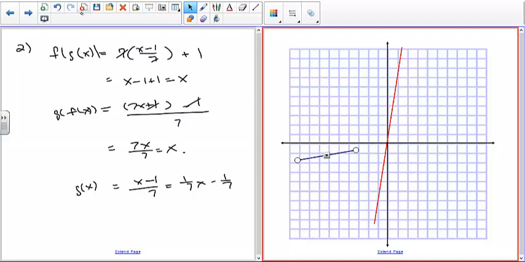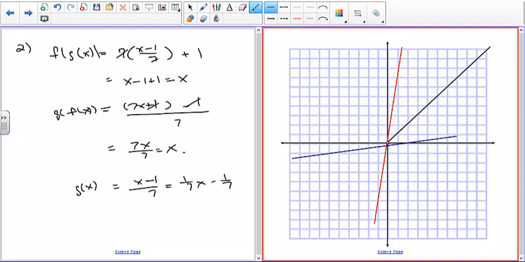Actually, let's start over again. So this goes down here, negative 1/7. This needs to come down to there. Okay. And then we stretch this thing out like that. And then if we do the diagonal line here, something like that.